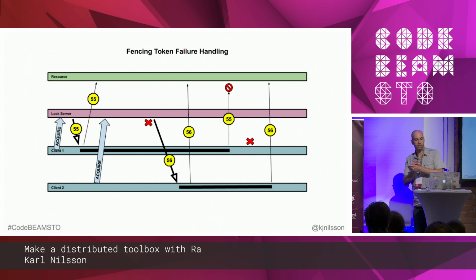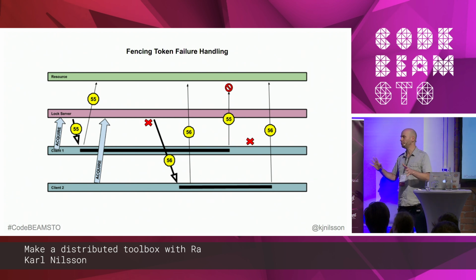Right, okay, so this is an example. Time goes from left to right. I didn't mark that, forgot. So the resource that we want to lock over is in green. The lock server itself is in pinkish. And then we've got two clients in bluish. Presumably we're all on different Erlang nodes. It doesn't really matter. This is an example.